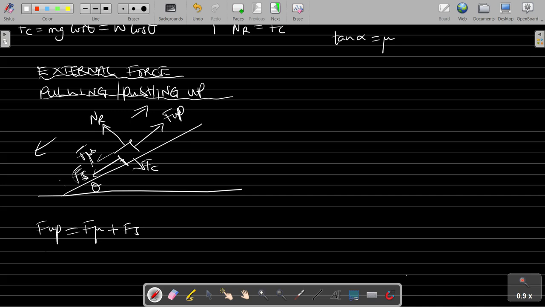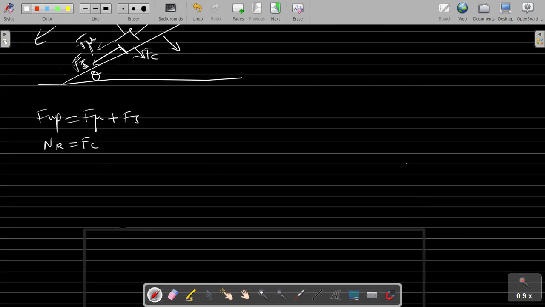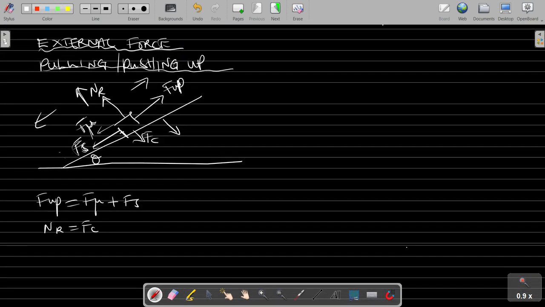You are still aware that your normal force is the same as Fc, because the forces going up perpendicular to the incline equal the ones going down the incline. Additionally, coefficient of friction is still frictional force over normal reaction. So the intention of going through all of this is to make the formula for F up by using the forces you have on this diagram.